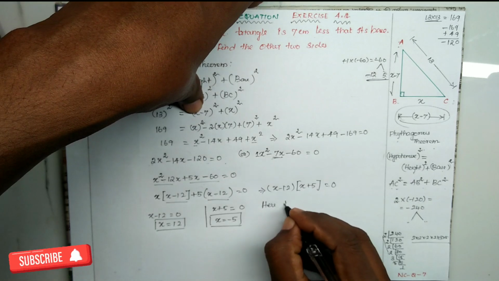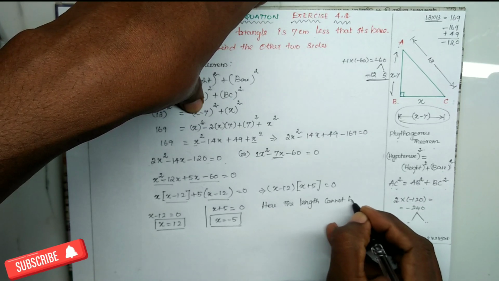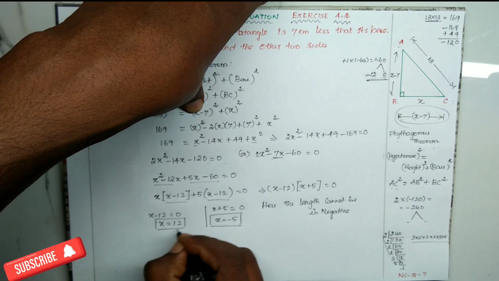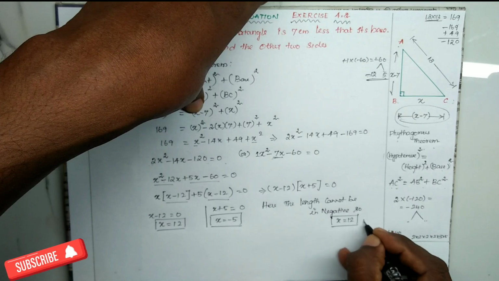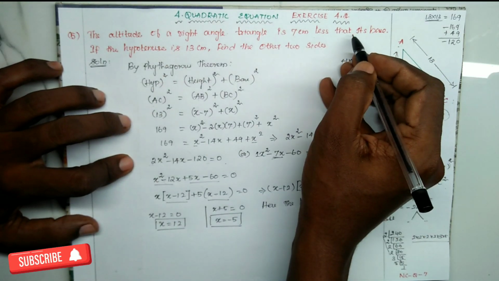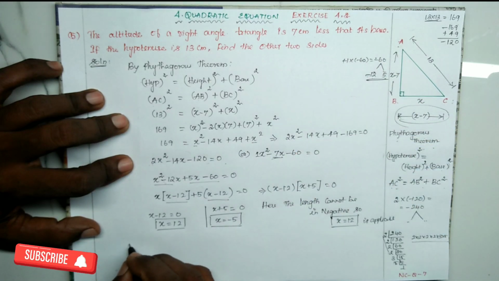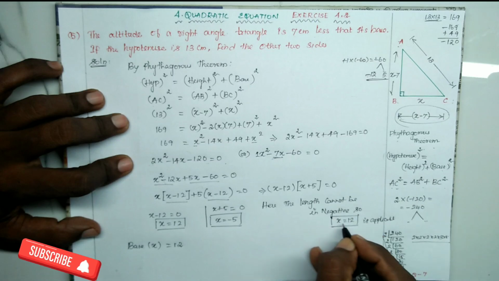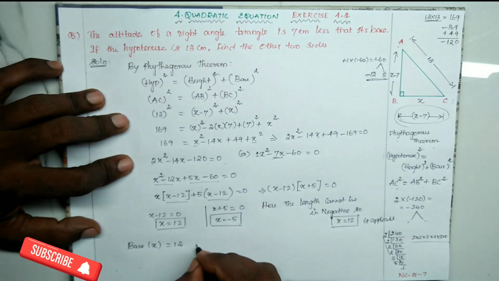Here the length cannot be negative, so we can take 12 only as the root. So x is equal to 12 is applicable. Okay, now what we have to find is, they have given to find the other two sides. Other two sides means the base is x. So the base, what we have taken as x, is equal to 12. So 12 only is applicable. The negative sign we cannot apply for this length or the altitude.